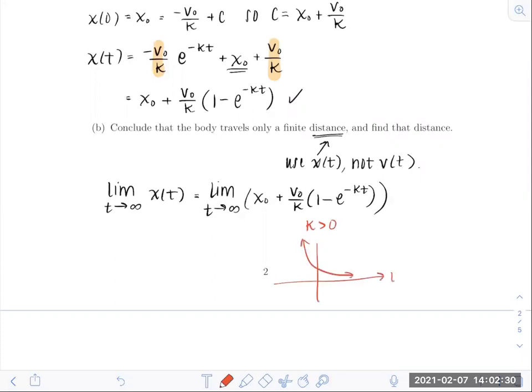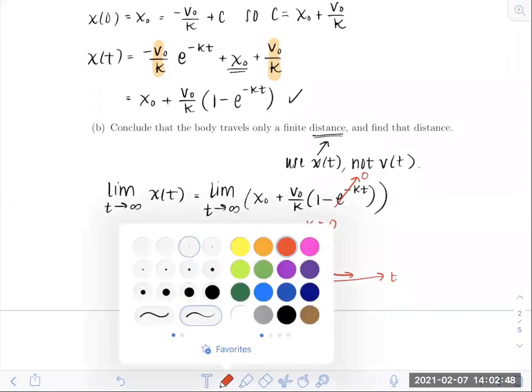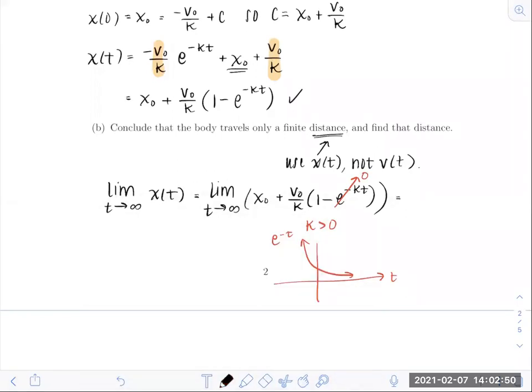If this is our t-axis, here's e to the negative t. So what's important to note here is that as t goes to infinity, e to the negative kt goes to 0. Had k been potentially a negative number, then that would have changed things. And so what we get for our limiting value here is x naught plus v naught over k.